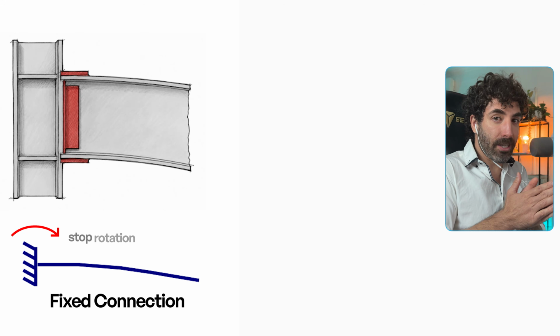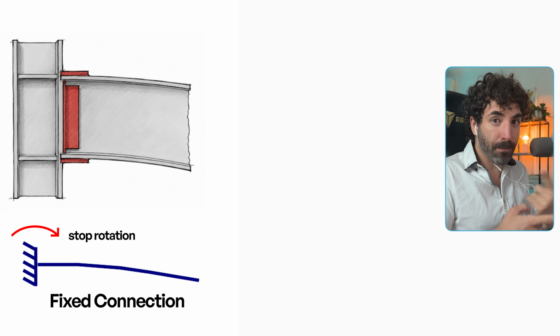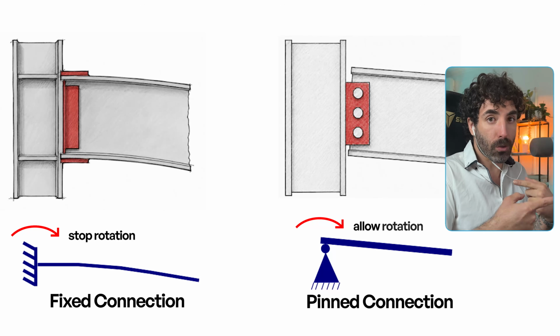Fixed connection is able to restrain rotation and transfer moment between the structural members. That's when you get that negative moment in the column. A pinned connection, on the other hand, will allow the structural member to rotate and therefore cannot transfer any moment. So the beam will take all the bending moment. Yeah, that's correct. A fixed connection tries to stop rotation. A pinned connection allows rotation.